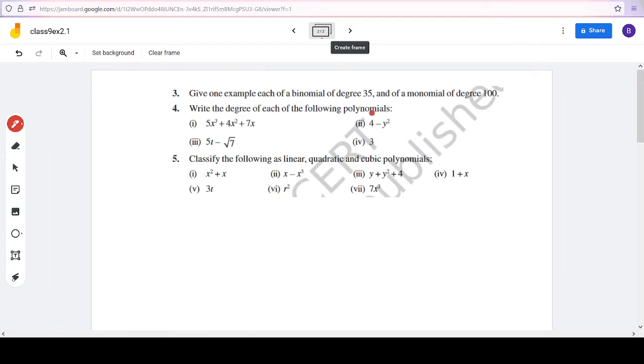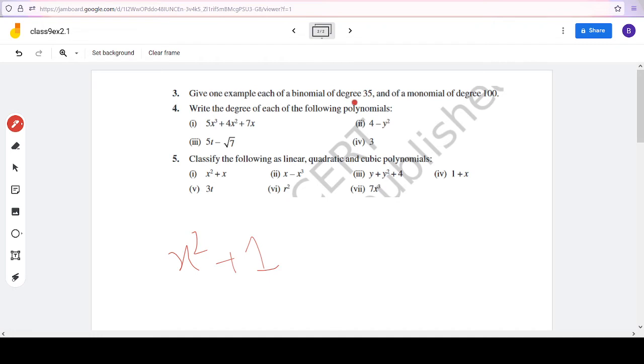Let's go to the third question. Give an example of a binomial of degree 35 and a monomial of degree 100. Binomial means a polynomial with only two terms. For example, consider x square plus 1. This is a binomial because there are two terms in this polynomial, x square and 1.